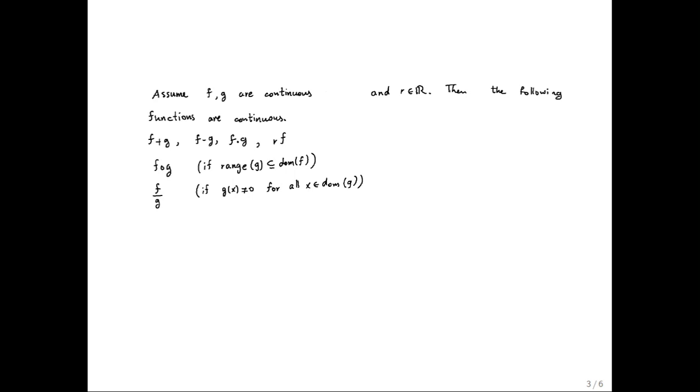r f, which means that the scalar multiplication of a real number and a continuous function f is a continuous function. f composed with g, the composition of two continuous functions, is a continuous function as long as the range of g is a subset of the domain of f, which means that the composition is defined. f over g, as long as g of x is non-zero, is going to be a continuous function as well. So these are the operations that you can apply to continuous functions to get a new continuous function. This is what I mean by making a new continuous function from old continuous functions.